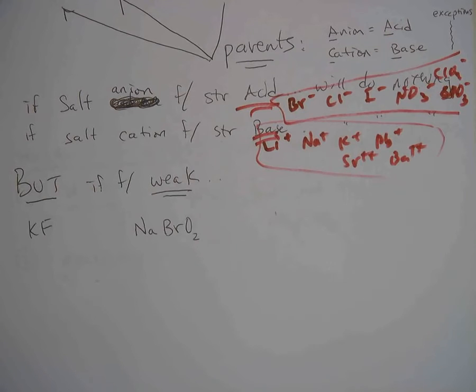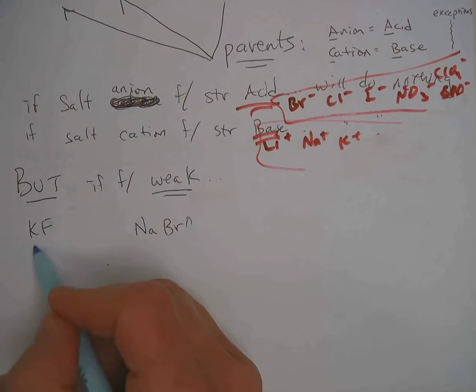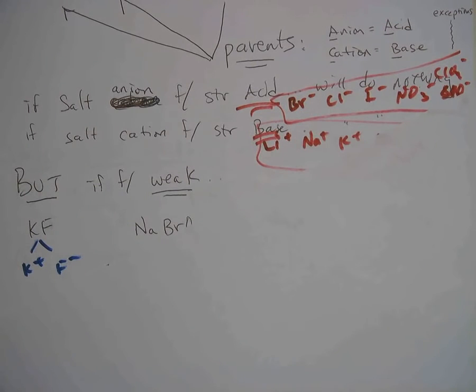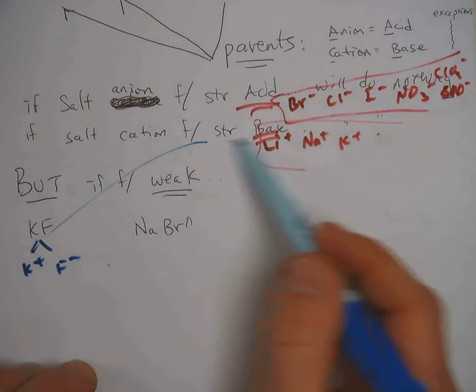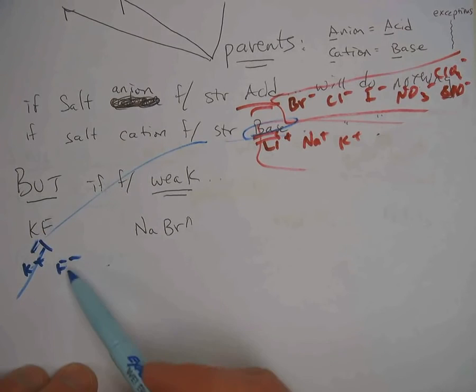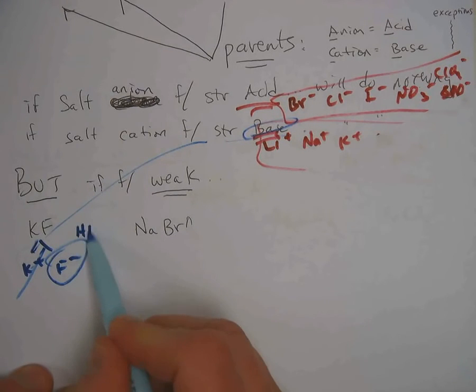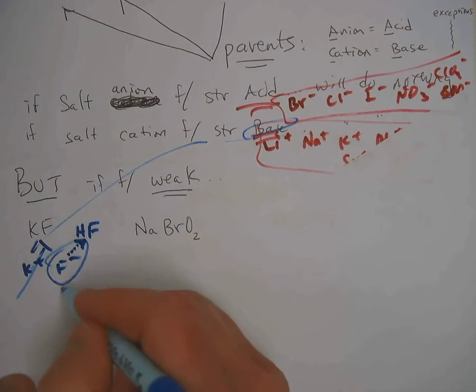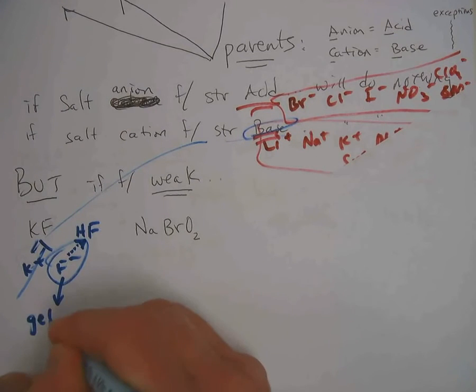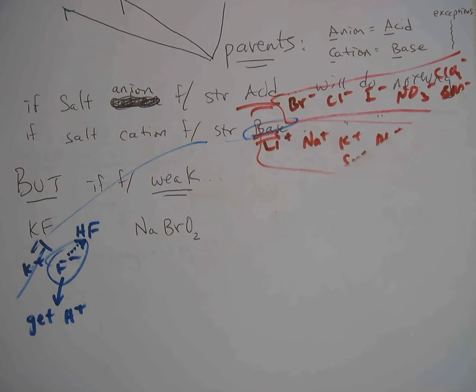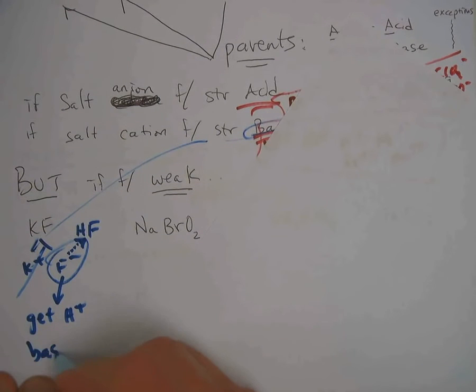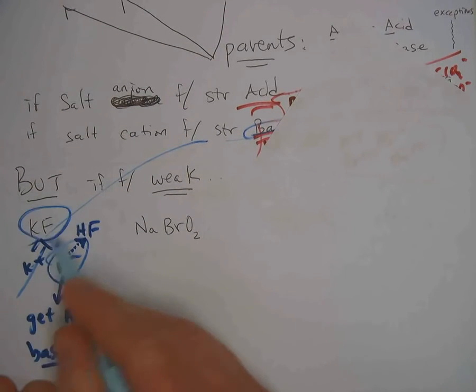Okay, so here are some examples. KF. Split it up: K plus and F minus. And ask where did its parents come from? Well, K plus, of course, came from a strong base, so it's going to do nothing in solution. F minus, though, where did it come from? Well, it came from a weak acid known as HF. It wants to get back to look like HF if it can, so it wants to get a hydrogen. What do you call things that want to get hydrogens? Well, you call them bases. So this KF solution will be basic because it will want to get hydrogens.